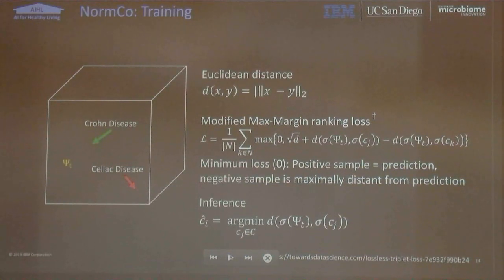Essentially, what this does is that the maximum distance between points in this space is then the square root of the dimensionality. So if we set the margin to the square root of d, then when we have zero loss, it means that the distance between a negative example and our prediction is as far in that space as possible, and the distance between the prediction and the positive example is zero, so they're the same point. So essentially, zero loss means the margin is maximized. Right? And then for inference, we do the same thing. We pick the closest point in that space after passing the embeddings through a sigmoid.